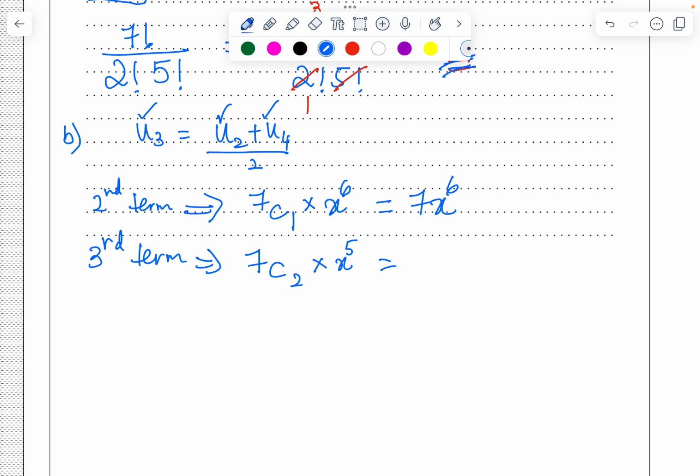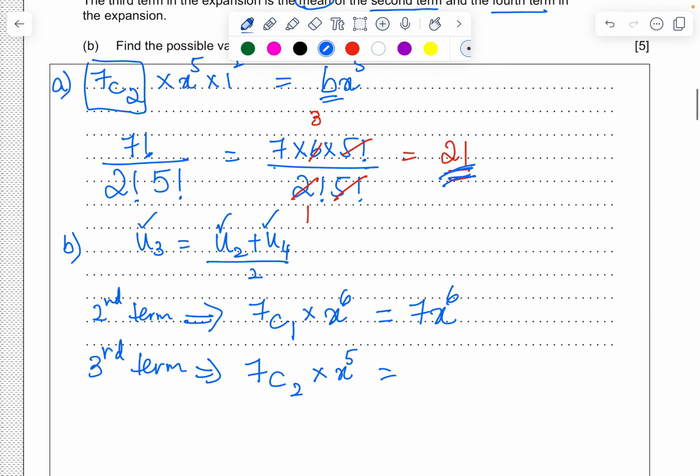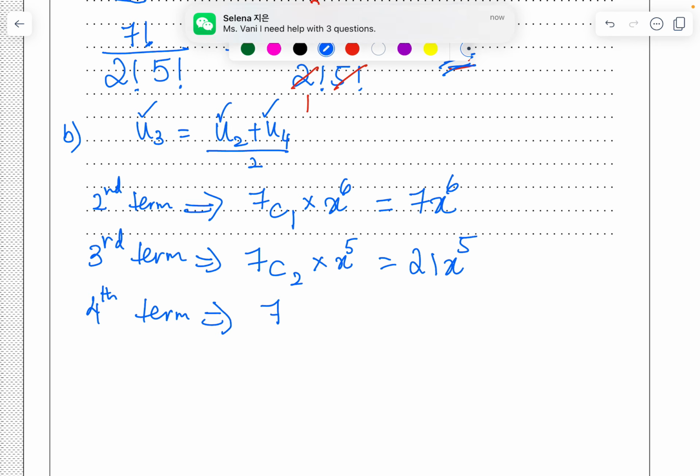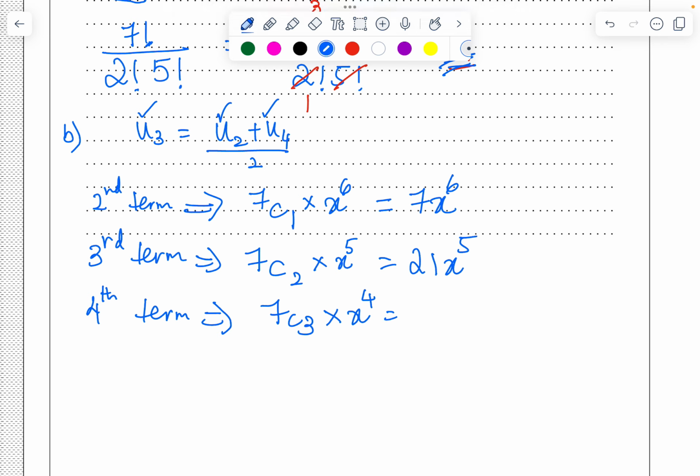So what is 7C2? We found the 7C2, the third term, already here, which was 21 x to the power of 5. And the fourth term is going to be 7C3 times x to the power of 4. You can just use the formula 7 factorial divided by 3 factorial times 4 factorial. So this gives us 35 x to the power of 4.